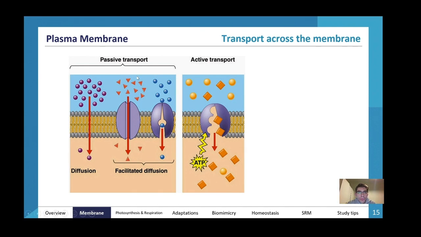Now, facilitated diffusion, it's still passive because molecules are flowing according to the concentration gradient, not against it, right? They're flowing down the concentration gradient from an area of high concentration to an area of low concentration. Facilitated diffusion just means that there are carrier proteins or channel proteins that aid with molecules going from an area of high concentration to an area of low concentration, right?